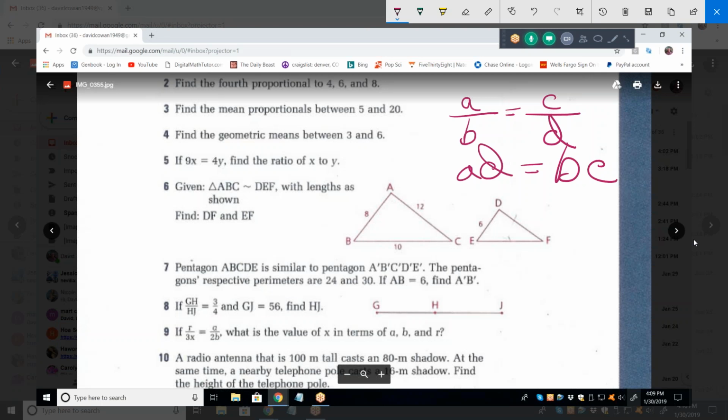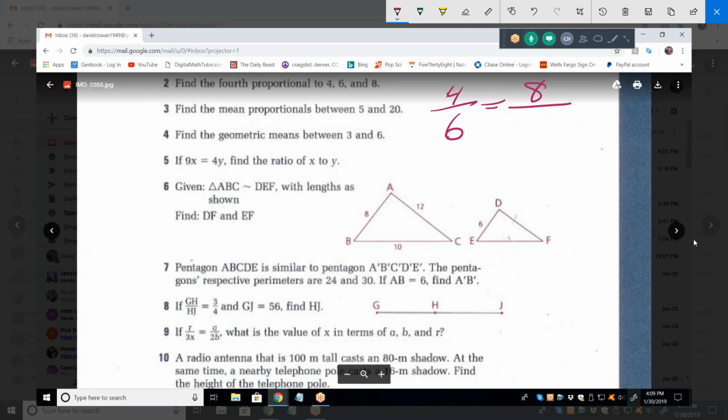Find the fourth proportional to 4, 6, and 8. What could they possibly mean here? Maybe it's 4 over 6 equals 8 over x. I honestly don't know. What did you say? 4 over 6 equals 8 over x. Make x 12. Mm-hmm. Sounds like a reasonable answer.